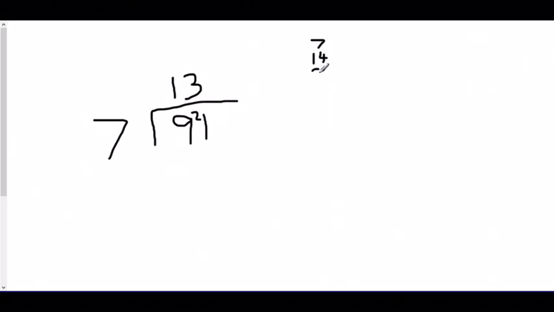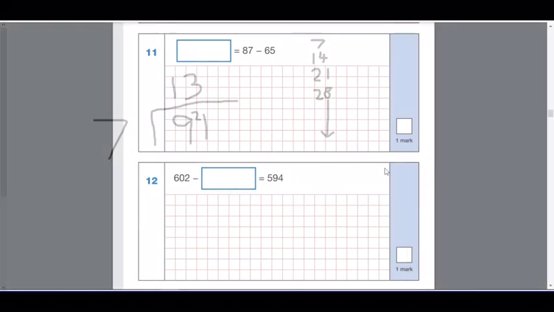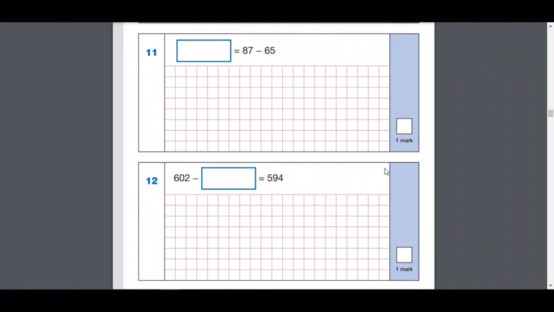So 91 divided by 7 using the short division method. 9 divided by 7 is 1 and 2 left over, because 1 times 7 is 7. 21 divided by 7 is 3. So the answer is 13. The children could also list their 7 times table until they got to 91, but as you can see it would take a really long time and they've only got 30 minutes to answer all the questions. For the next couple of questions, they could do it in their head.